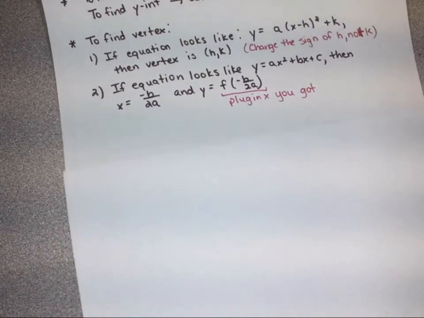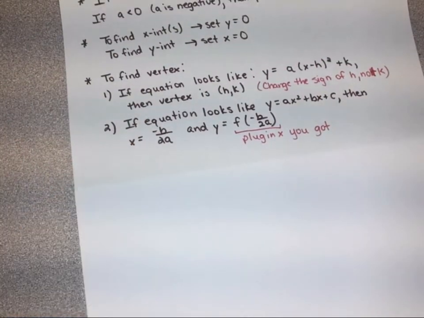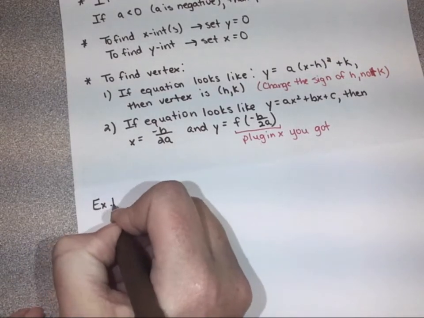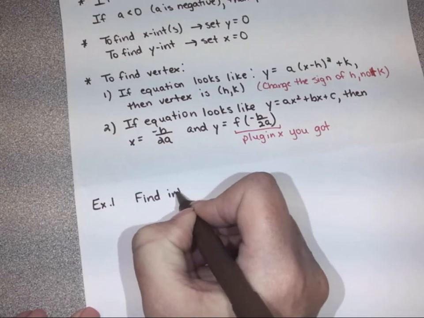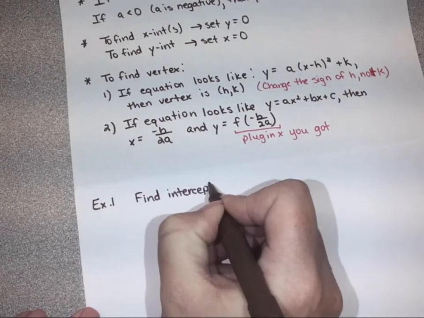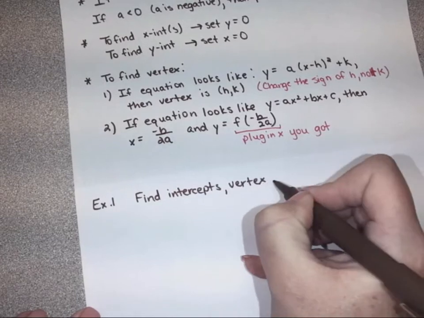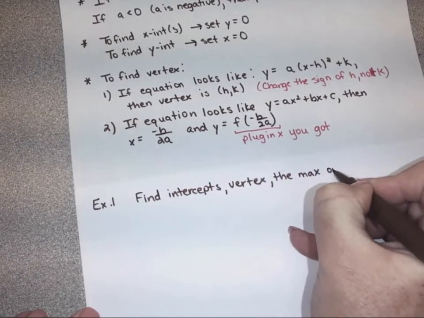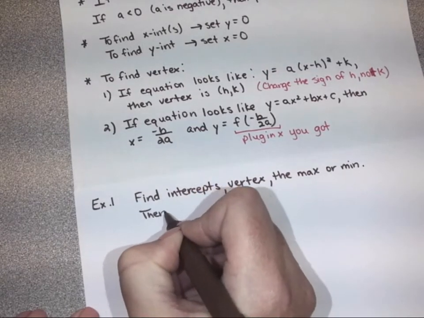Okay, so we're going to run through some examples where we find these major components to a parabola, and then maybe we can apply that and go ahead and sketch a graph. So I want you to find the intercepts, the vertex, the max or the min, and then I want you to graph.